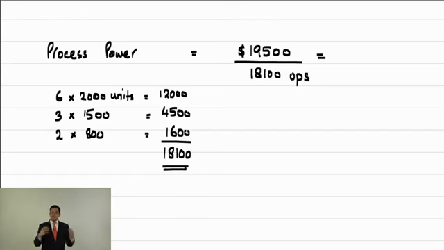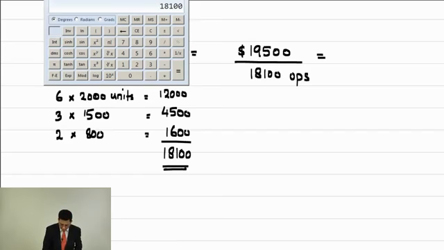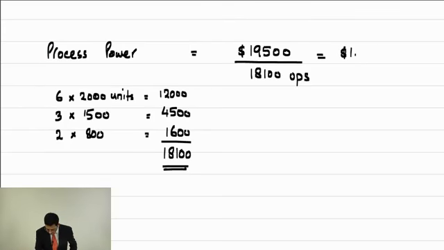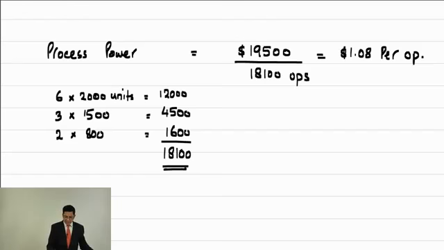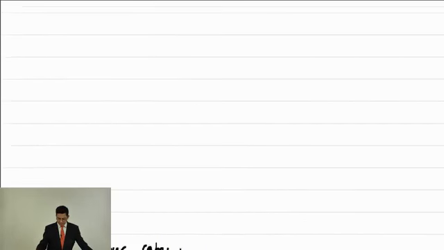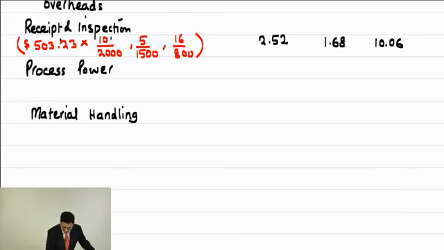Process power, 19,500 divided by 18,100 operations, we will get the power cost per operation. So here we go, 19,500 divided by that, which is 1.08 approximately per operation. Then when one drill operation is performed, the power cost is 1.08. Now let's link this rate to 1X, 1Y and 1Z. So here we go. Process power.